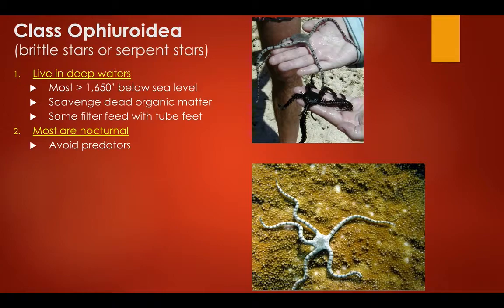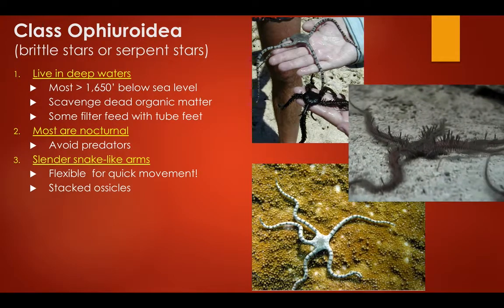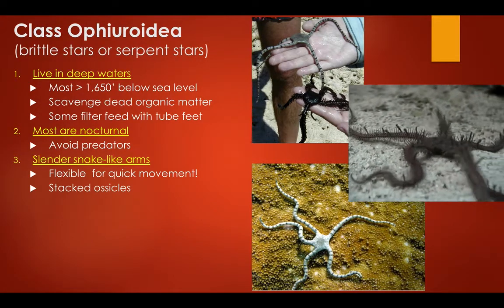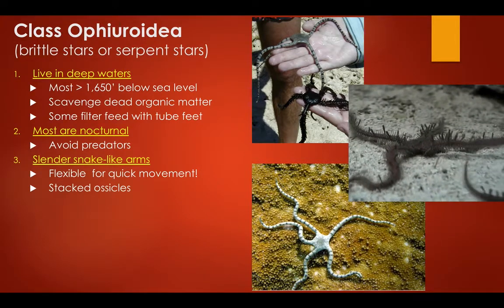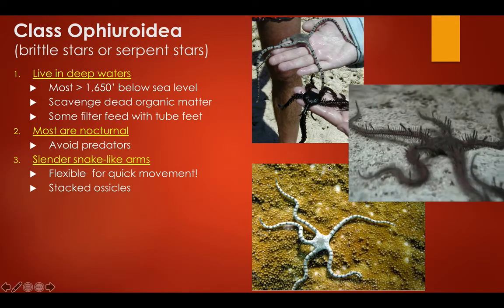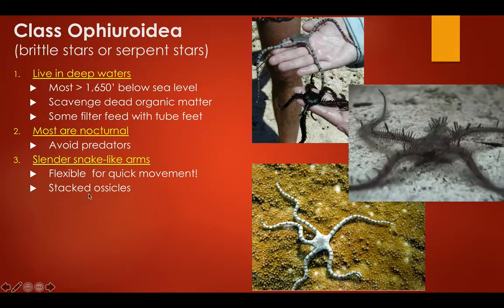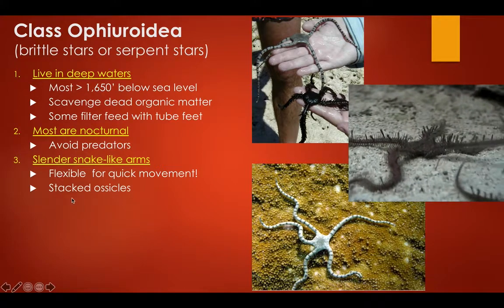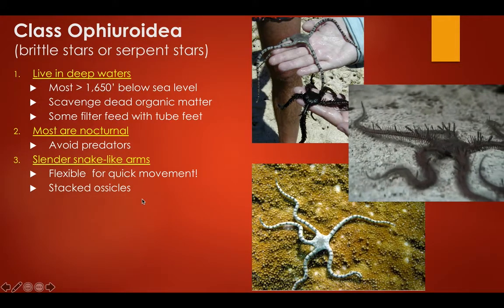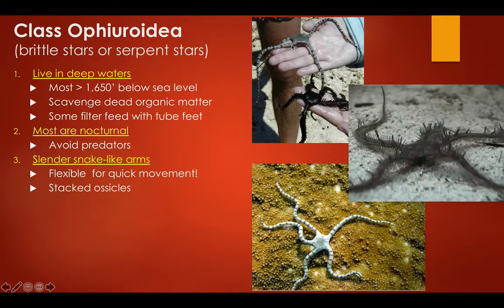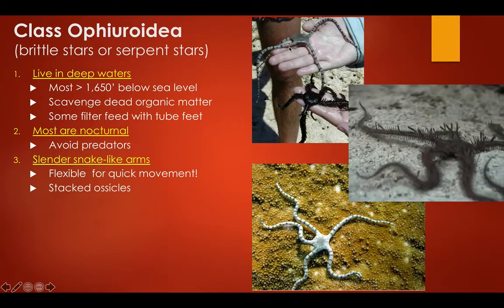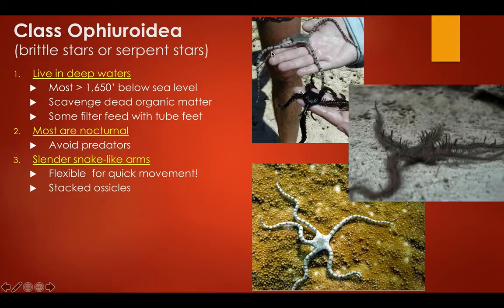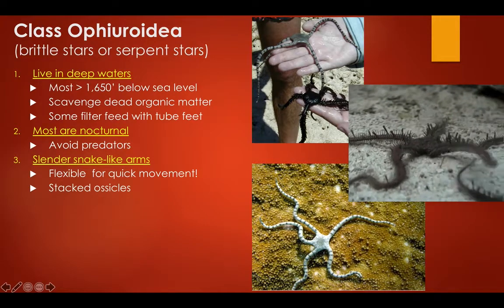Most of the time, they're going to be nocturnal. This allows them to hopefully avoid predation. Again, they have those slender, snake-like arms. They're very flexible, and unlike the class Asteroidea, they do use their arms for movement. And their ossicles, remember, that's what we call those calcareous plates composing the endoskeleton, are stacked. So if you look at this image up here, and I wonder, no, I can't zoom in. You might be able to see some very small grooves along these arms. Those are those stacked ossicles.